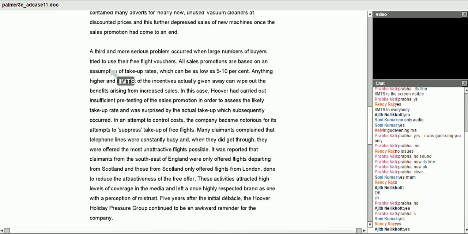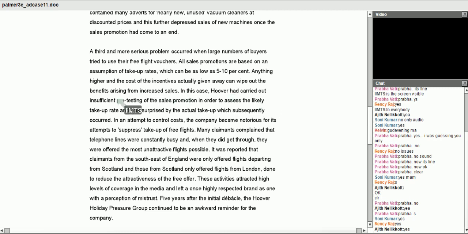So now comes the third problem. A third and the more serious problem occurred when large number of buyers tried to use their free flight vouchers. So all sales promotions are based on an assumption of take-up rates, which can be as low as 5 to 10%. What they expect is take-up rates means the turnover. So anything higher and the cost of incentives actually given away can wipe out the benefits arising from the increased sales. 70 was the cost of the vacuum cleaner, and the ticket was costing 250. So company was spending much more on the ticket as compared to what it was earning.